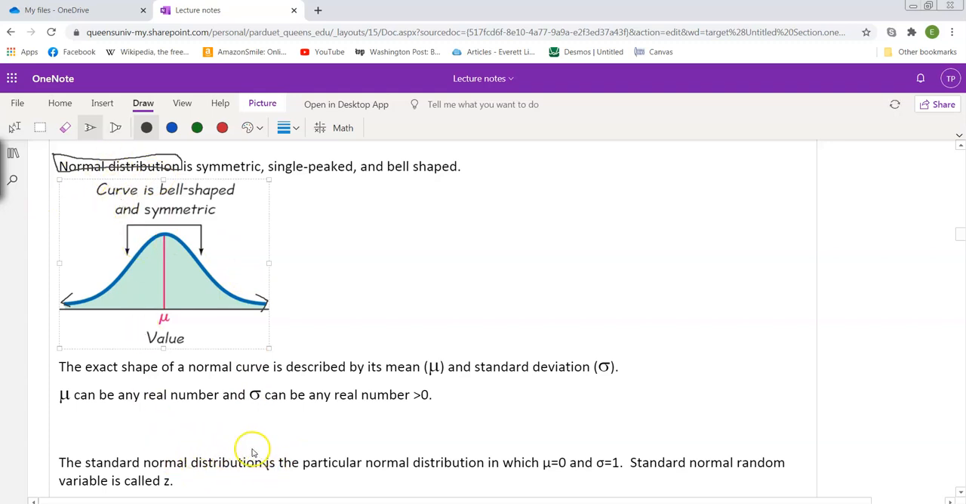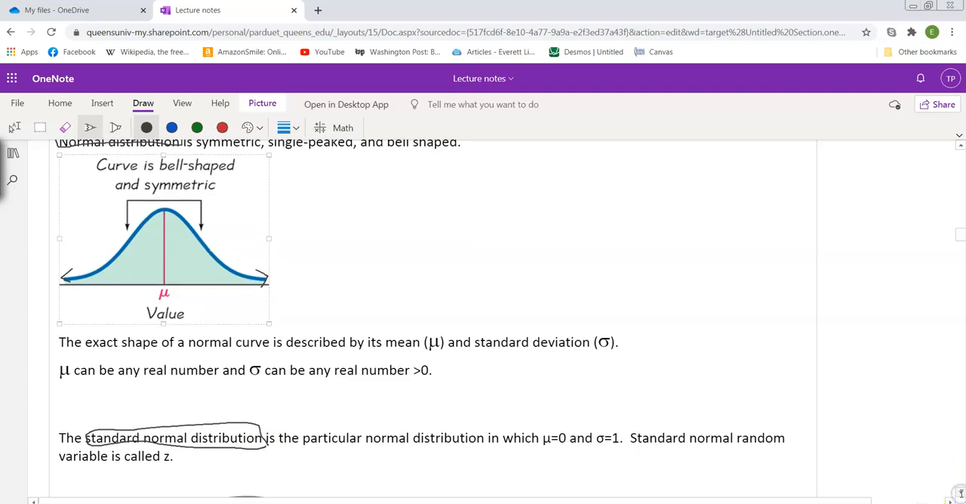The one we're going to focus in on today is the standard normal distribution. Okay? The difference between general normal distributions and the standard normal distribution is that the standard normal distribution is just one specific normal distribution. It just has a mean of 0 and a standard deviation of 1. Normal distributions in general can have any mean and any standard deviation greater than 0. But for the standard normal distribution, it's got a mean of 0 and a standard deviation of 1.